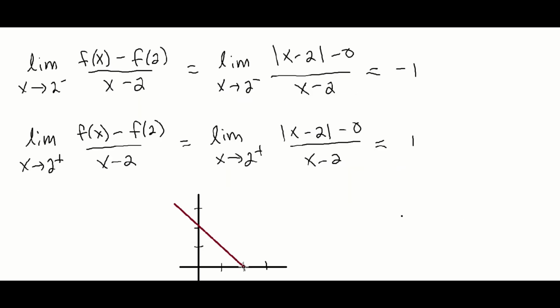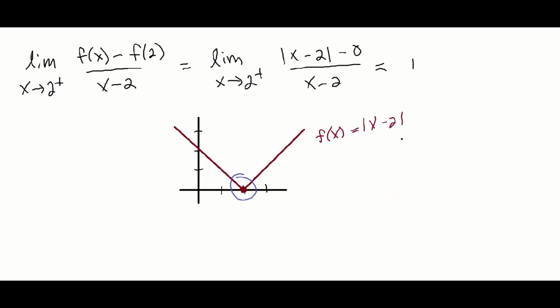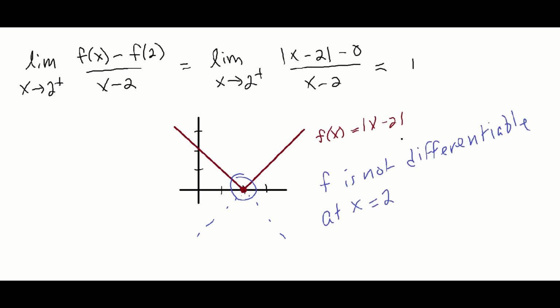Here's what that graph looks like. It's the absolute value graph shifted over 2 to the right. Notice that f is continuous at x equals 2, but the one-sided limits, in other words the derivative from the left and the right, are not equal. You can draw more than one tangent line at that point. Therefore, the graph of f does not have a tangent line at (2, 0). f is not differentiable at x equals 2.